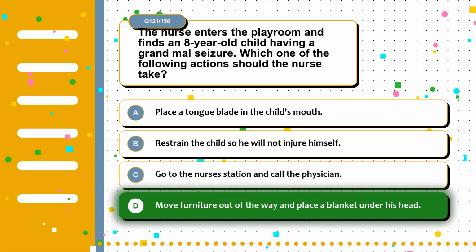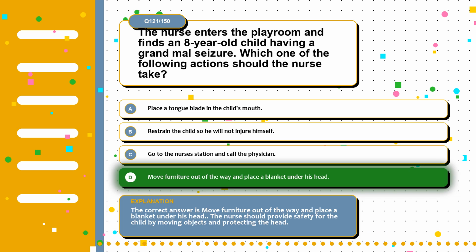The correct answer is option D. Move furniture out of the way and place a blanket under his head. The nurse should provide safety for the child by moving objects and protecting the head.